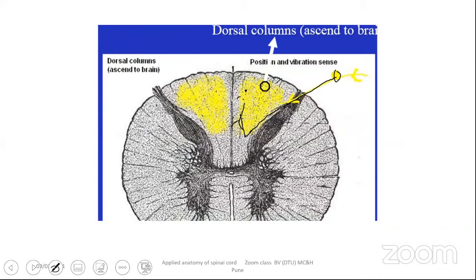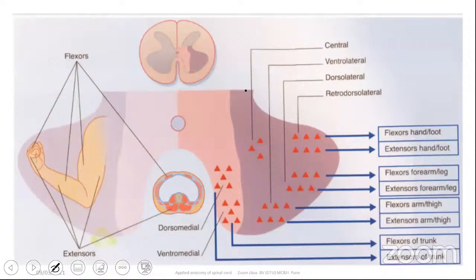There the second order neuron starts and crosses to the other side and ascends in the medial lemniscus to the thalamus, and from the thalamus the third order neuron goes to the parietal lobe. So these two important sensations have three order neurons: the first order, the second order, and the third order neuron, which you should remember for localization.